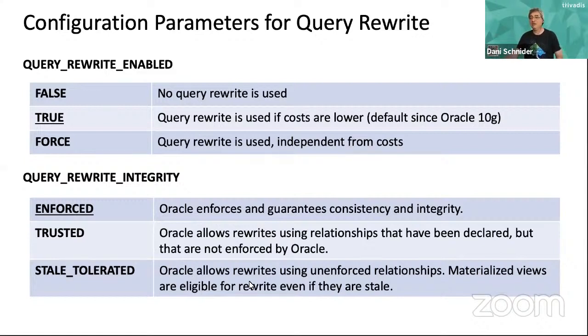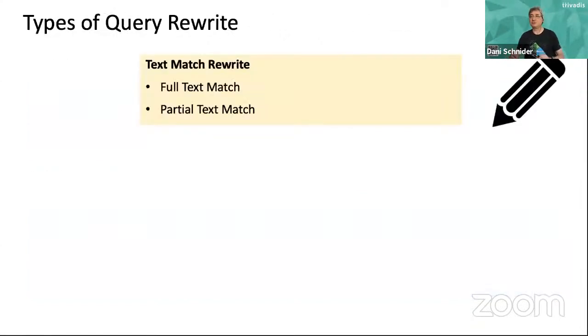That's why you should be very careful to set this parameter. And then there is another value called trusted, which is more or less the same as enforced, except for some changes in combination with constraints and dimensions. That's also a parameter I will explain in this session later on.